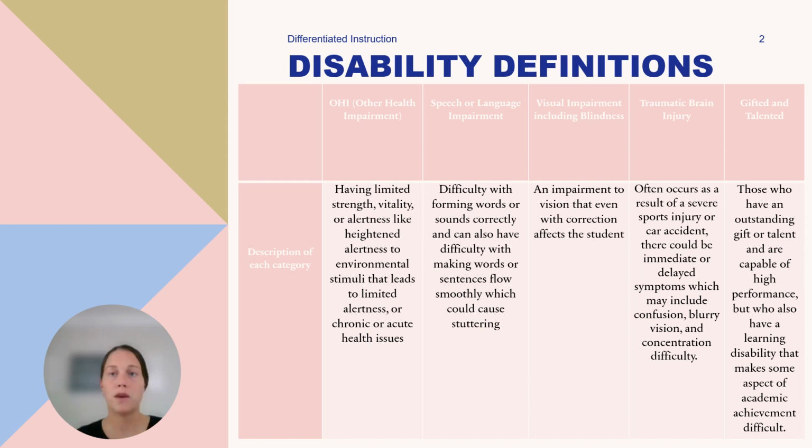Fourth is traumatic brain injury. This often can occur as a result of a severe injury like a sports injury or car accident, and there can be immediate or delayed symptoms, including confusion, blurred vision, lack of concentration, and difficulty understanding. Fifth, gifted and talented students. Those are students who have an outstanding gift or talent and are capable of high performance, but who also struggle in some academic aspect.